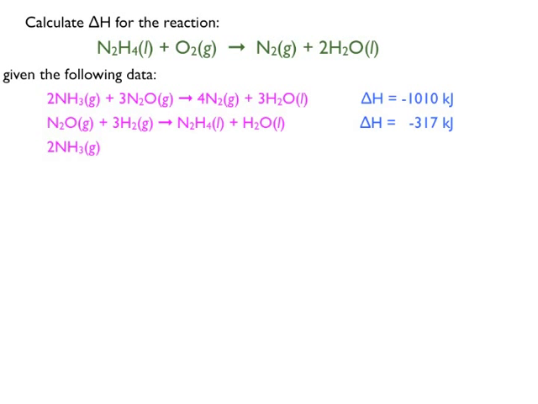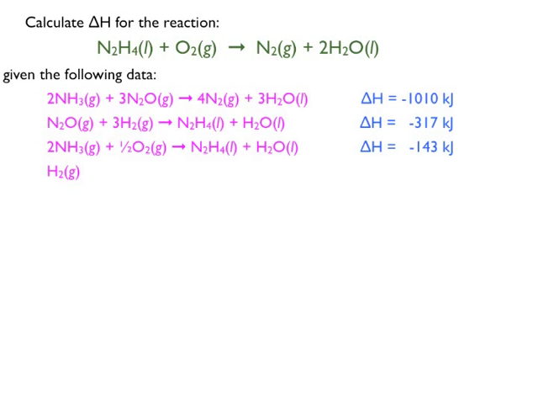On the other hand, if you react 2 moles of gaseous ammonia with a half mole of gaseous oxygen to give a mole of liquid hydrazine and a mole of liquid water, that reaction is exothermic by 143 kilojoules. However, if you react a mole of hydrogen and a half mole of oxygen gas to make a mole of liquid water, that reaction is exothermic by 286 kilojoules.